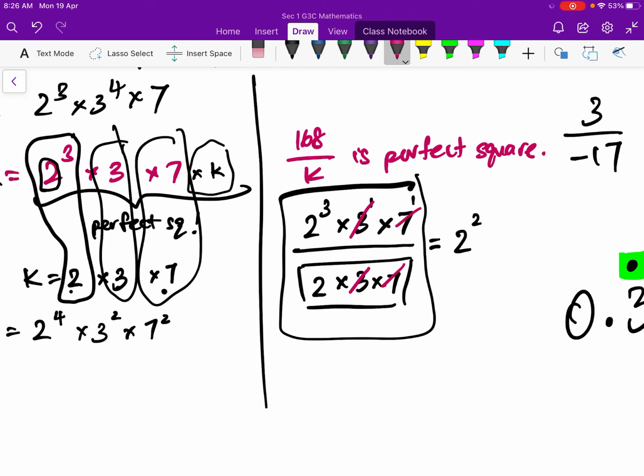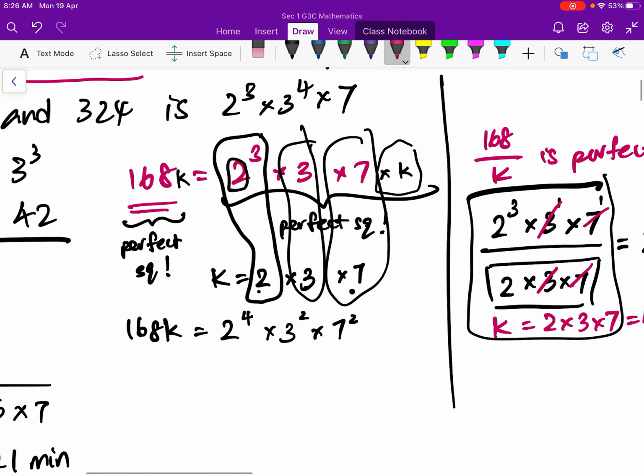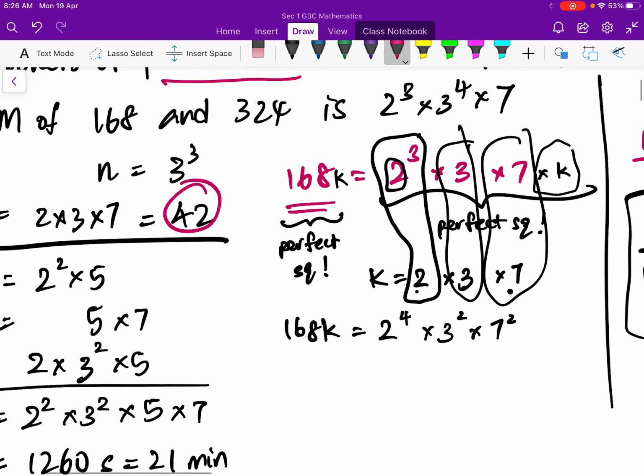So the answer is 2 squared. I mean the perfect square is actually 2 squared. And the value for k is 2 times 3 times 7. Alright? And this value is actually 42. What do you notice about these two answers? They are the same. 42 and 42.